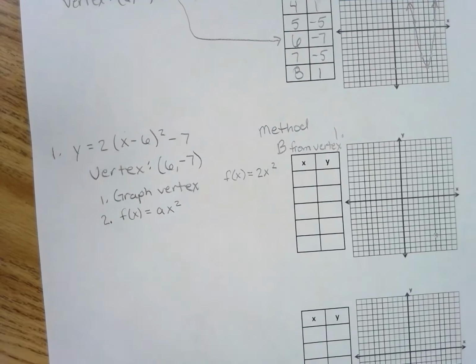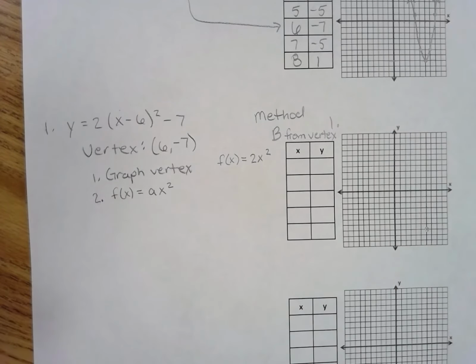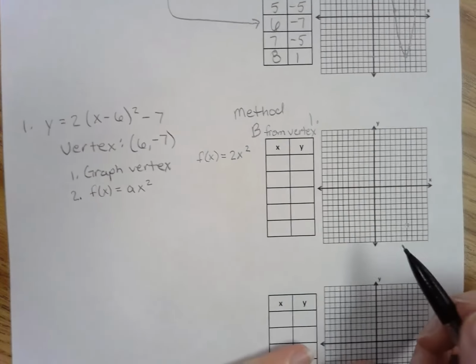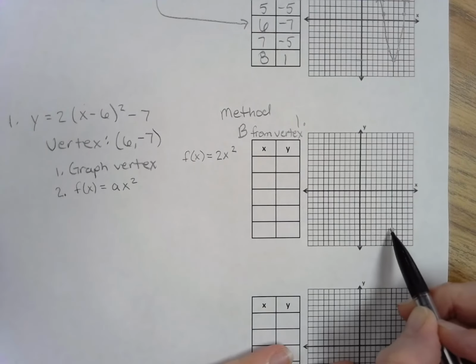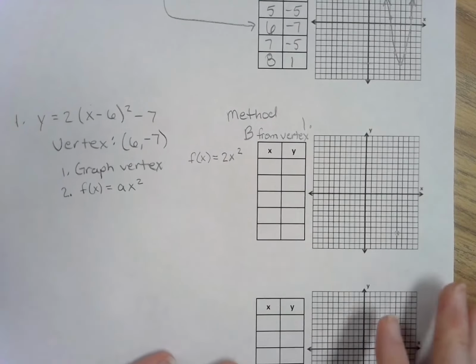2x squared. This will tell you how to move from the vertex using that a value, because we talked about at the beginning that a is going to either stretch or compress. We've already moved the vertex left and right, up and down the way it needed to go, so now we just need to figure out the stretch or compression with that a value.